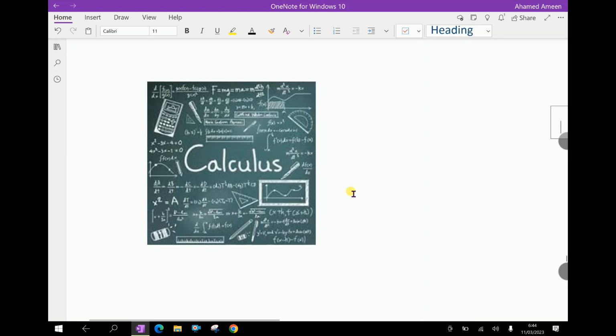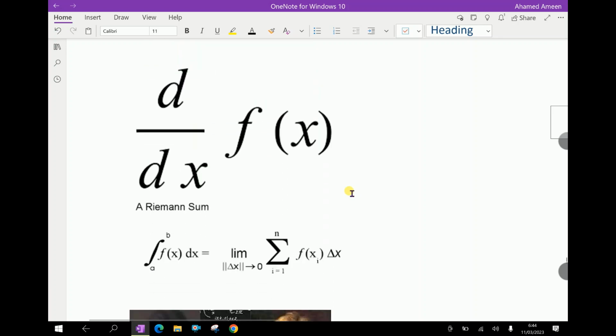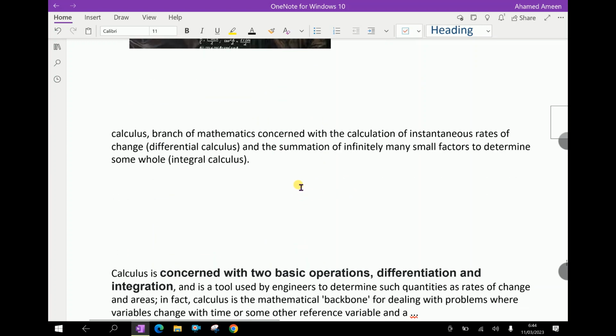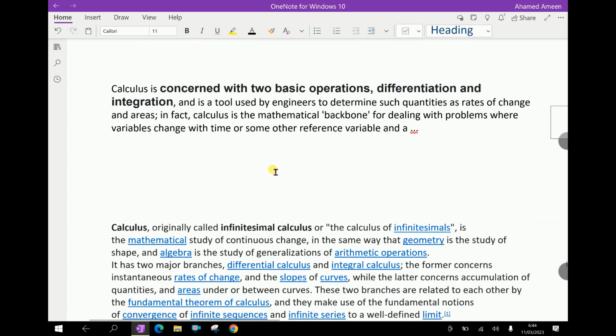Calculus, a fantastic branch of mathematics. Calculus, the branch of mathematics concerned with the calculation of instantaneous rates of change, that is differential calculus, and the summation of infinitely many small factors to determine some whole, that is integral calculus. Calculus is concerned with two basic operations, differentiation and integration, and is a tool used by engineers to determine such quantities as rate of change and areas.